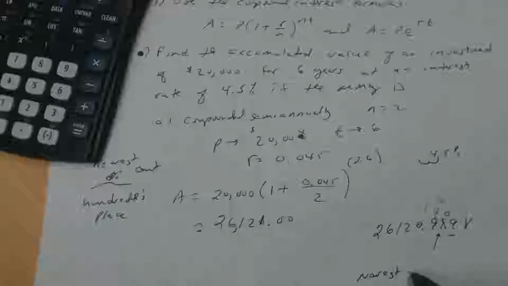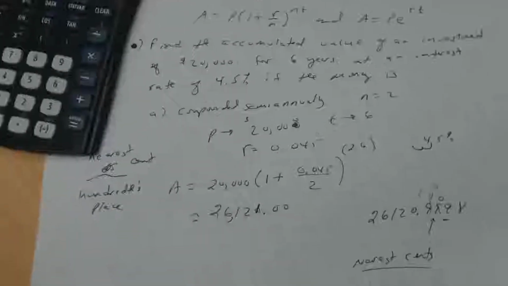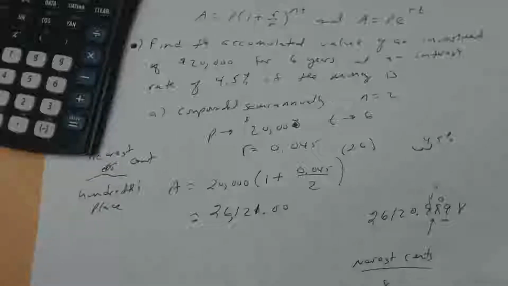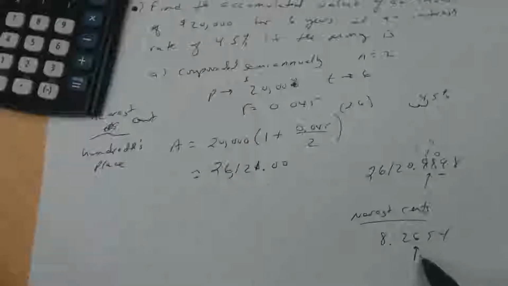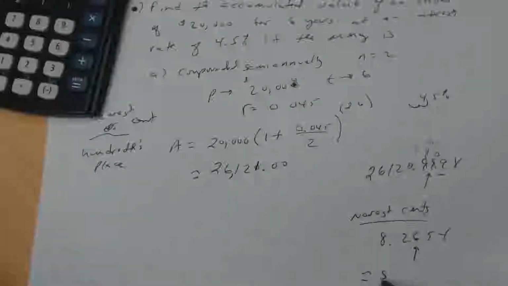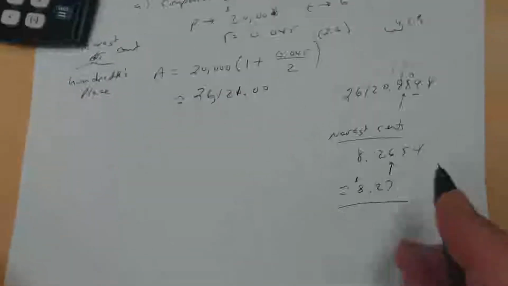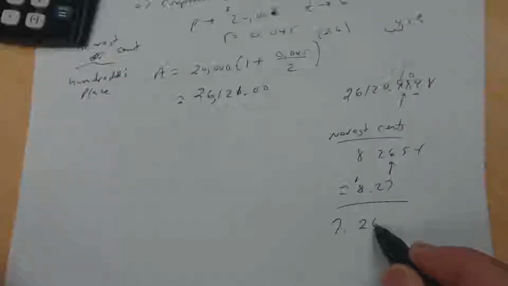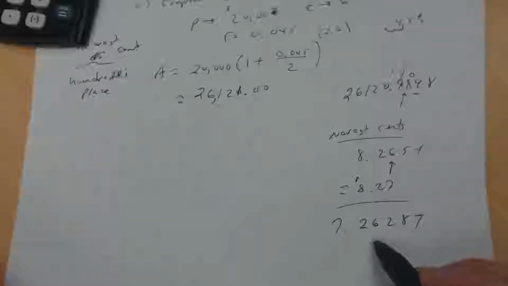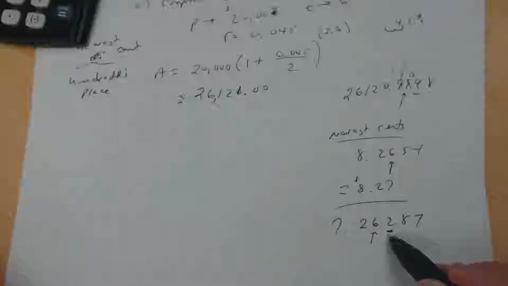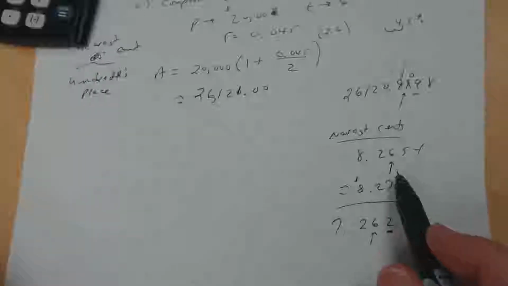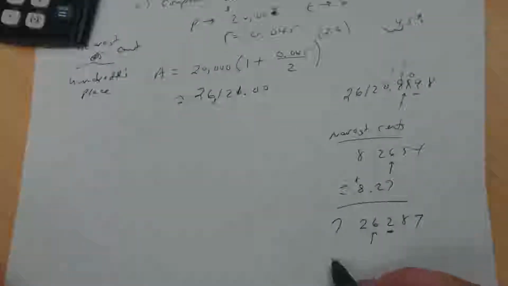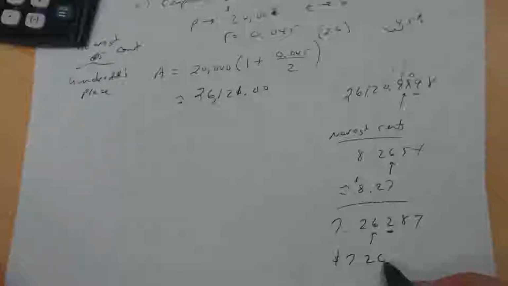Let's round to the nearest cent. Let me explain this. If you had, let's say, 8.2654, to the nearest cent this becomes $8.27. If you have 7.26287, to the nearest cent, since the next digit is less than 5, this stays a 6. In the previous one, since the next digit was 5 or bigger, the 6 became a 7. So to the nearest cent, this becomes 7.26.